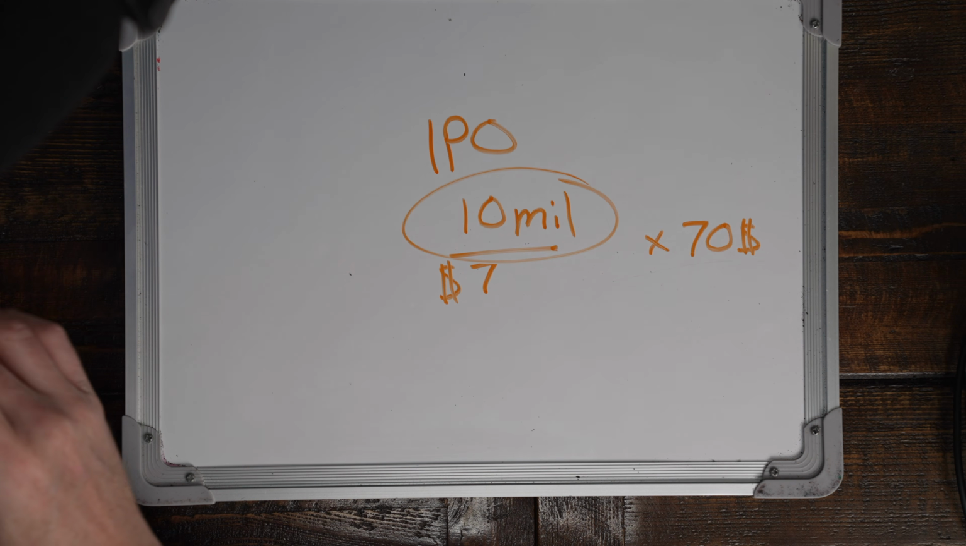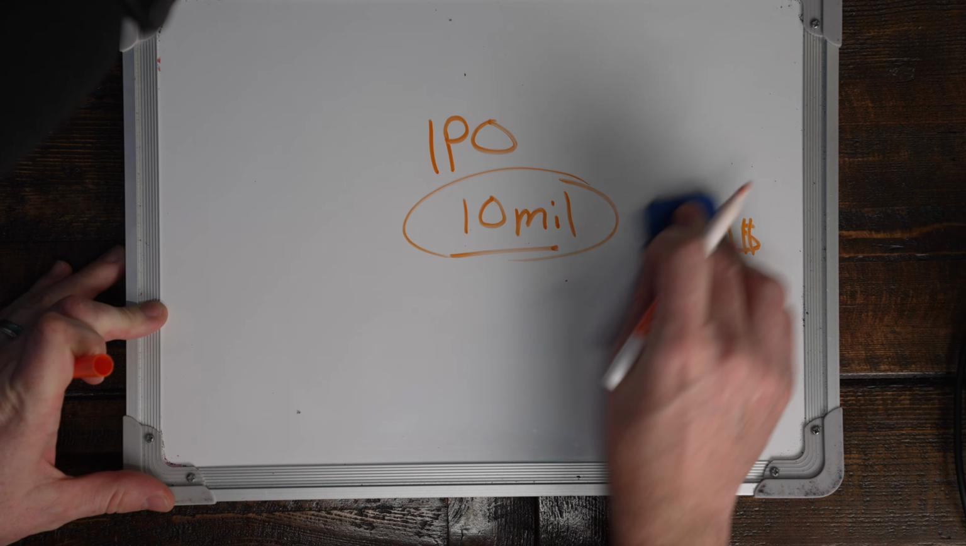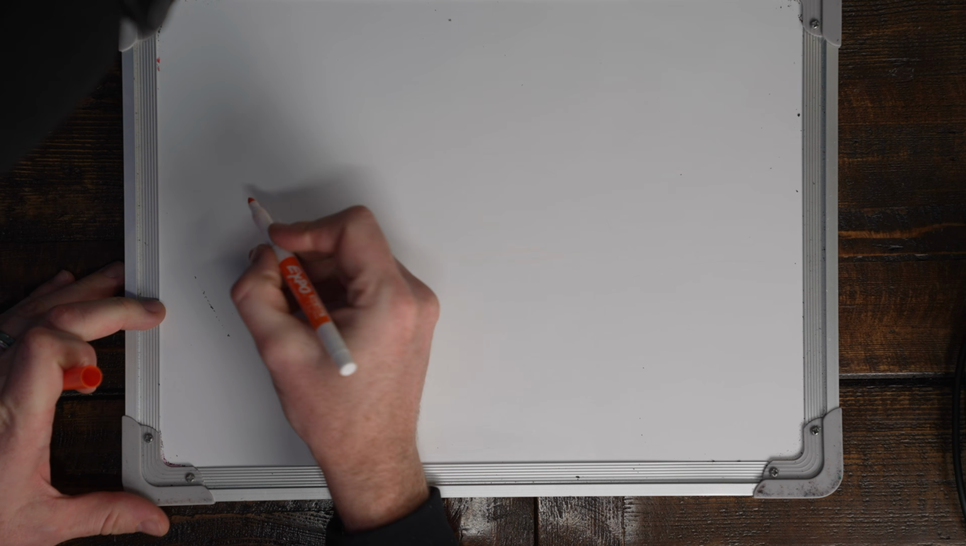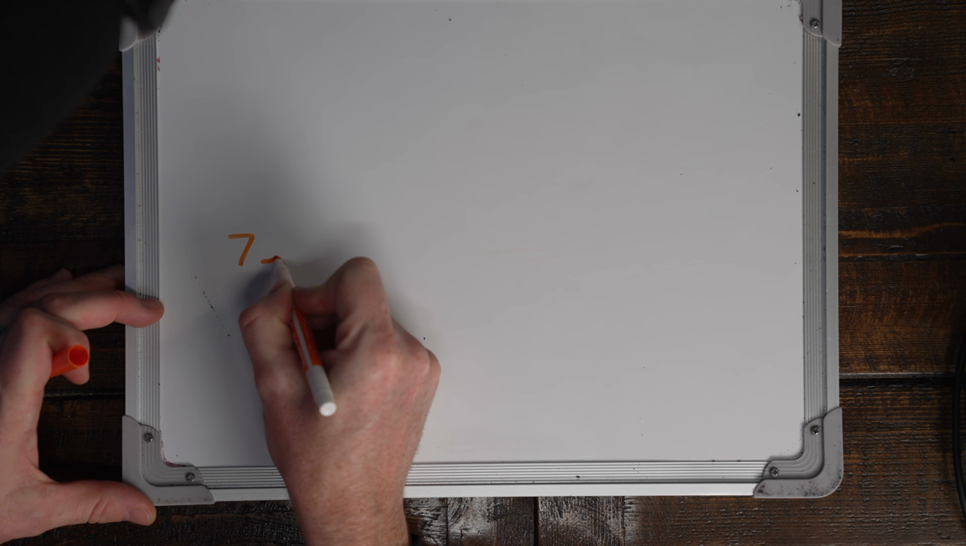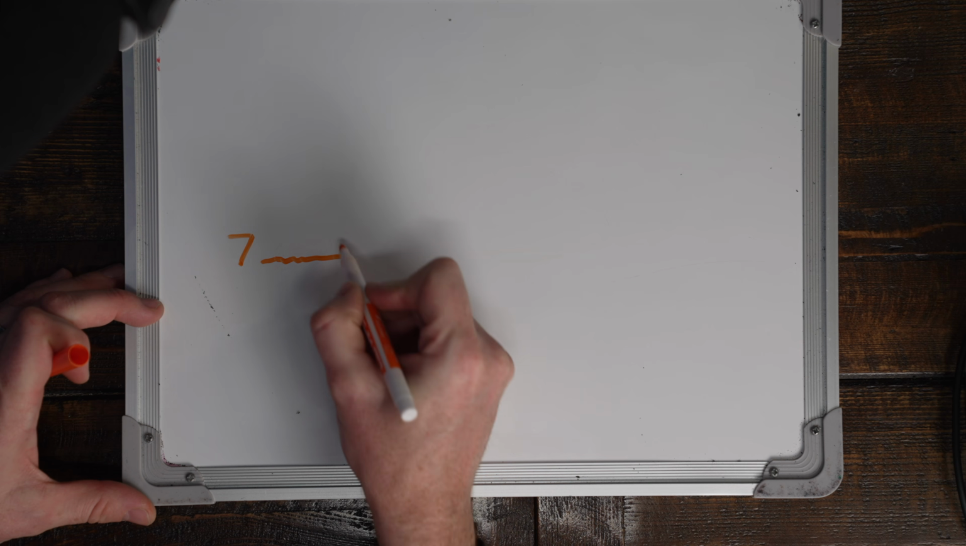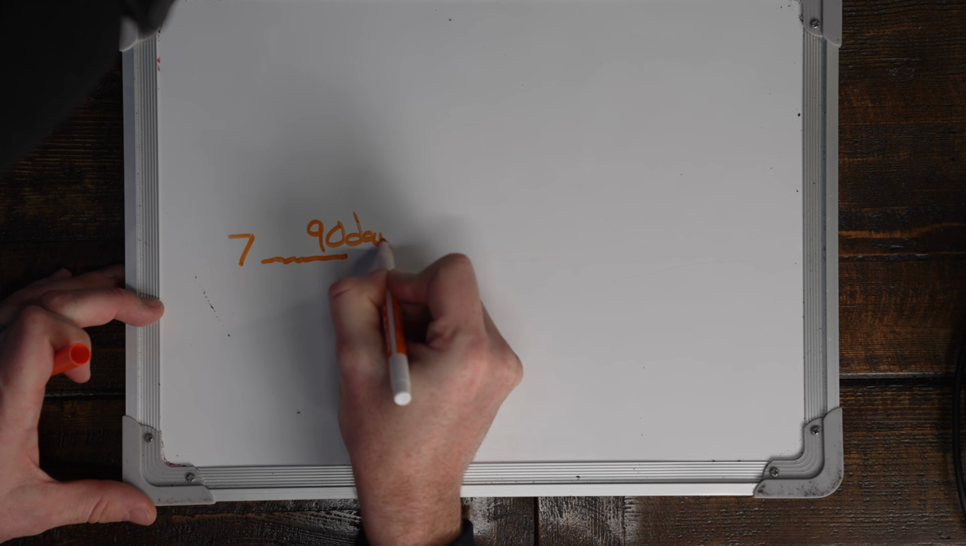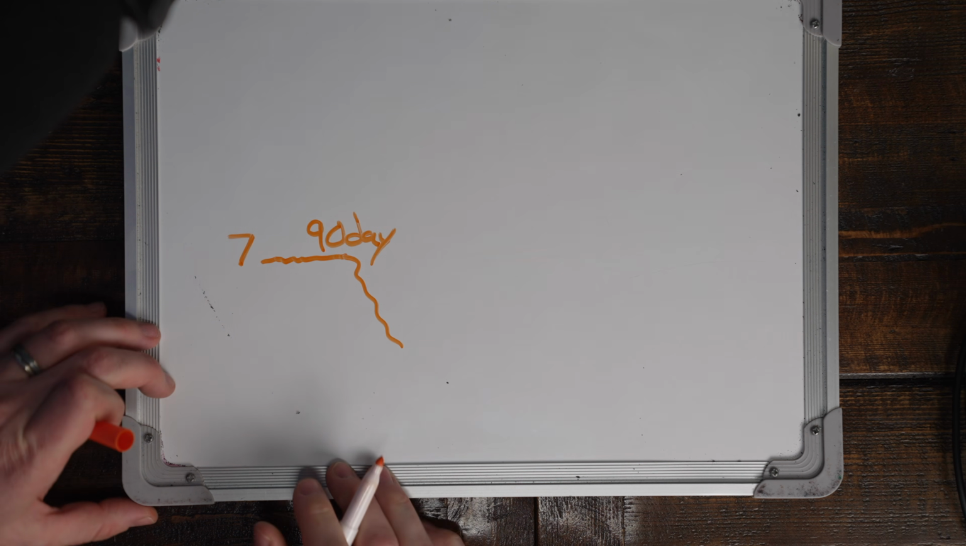Now, let's just say, for the sake of argument, that this is a stock that IPO'd at $7 a share. And as soon as it IPO'd, it kind of went sideways for about 90 days and then starts to sell off quickly. Why would that happen? Insiders usually have a 90-day lockout period where they cannot sell shares. So after the lockout period is ended, these people sell.